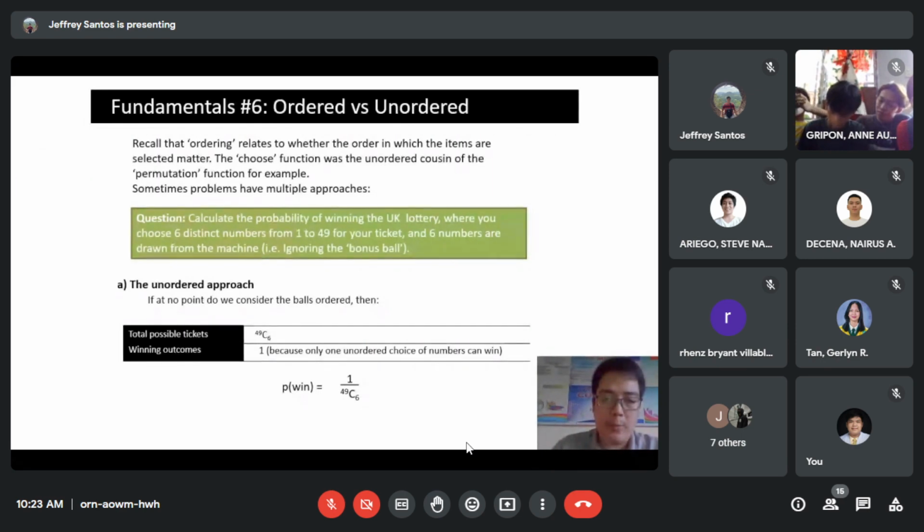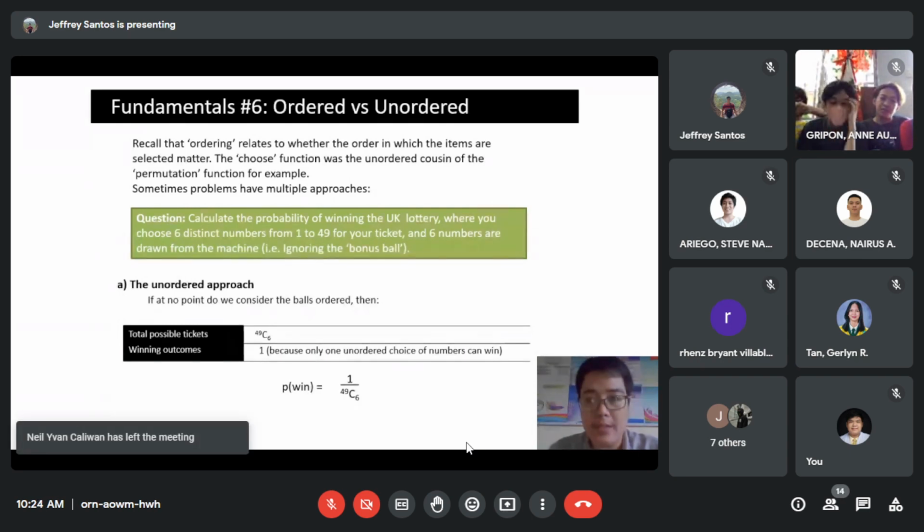So the winning outcome is 1 because only one unordered choice of numbers can win. So therefore, the probability of winning can be found by using the formula 1 over the combination of 49 taken 6 at a time. You just apply the formula for getting the combinations as what we have discussed a while ago, which is n factorial divided by n minus k factorial times k factorial. That's the formula.